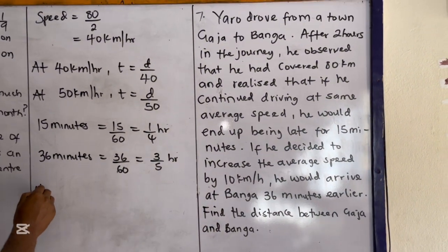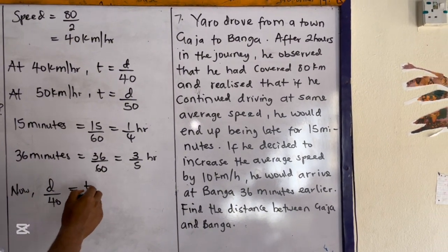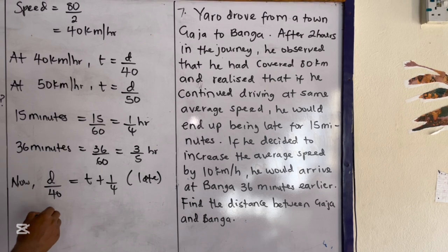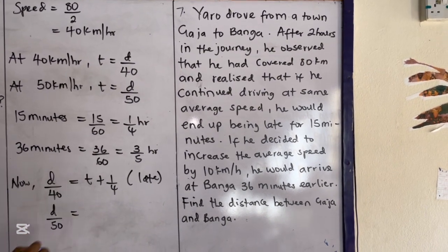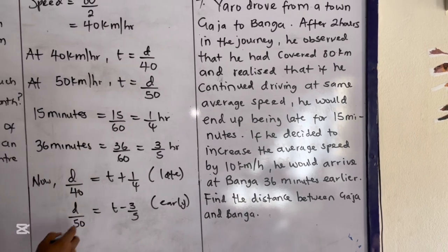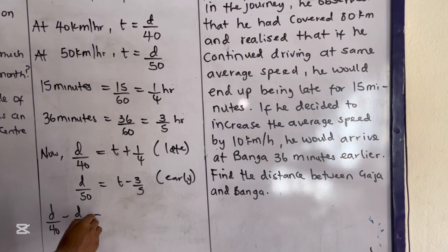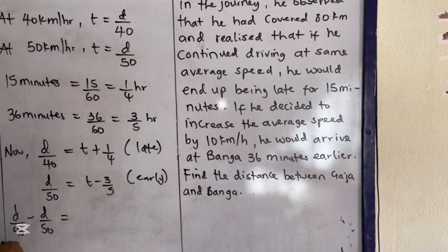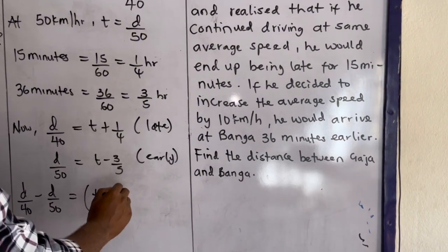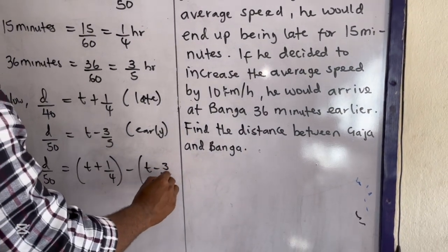So now we have d over 40 is equal to t plus 1 over 4, the time, that is if it's late. Also we have d over 50, that is t minus 3 over 5 if it's early in the question. So if you subtract this from this, we have d over 40 minus d over 50. For d over 40, it is equivalent to t plus 1 over 4. Then d over 50 is equivalent to t minus 3 over 5.